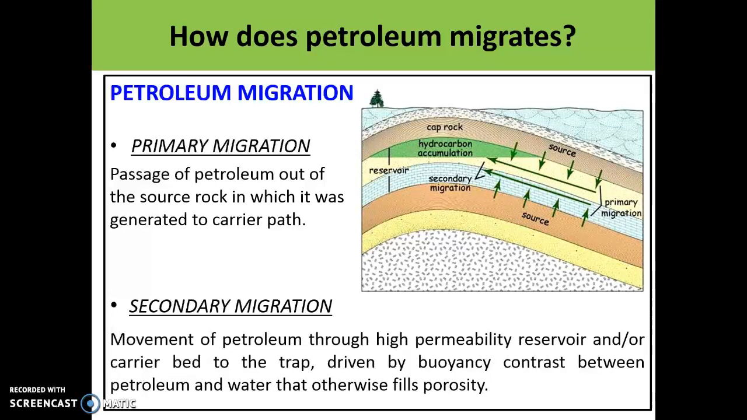Primary migration here is the migration of petroleum from the source rock to the carrier bed. Meanwhile, secondary migration is the movement of petroleum from the carrier beds to the traps.